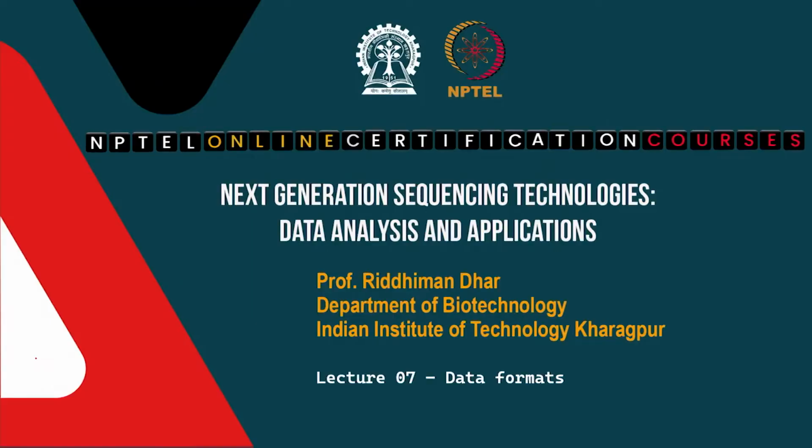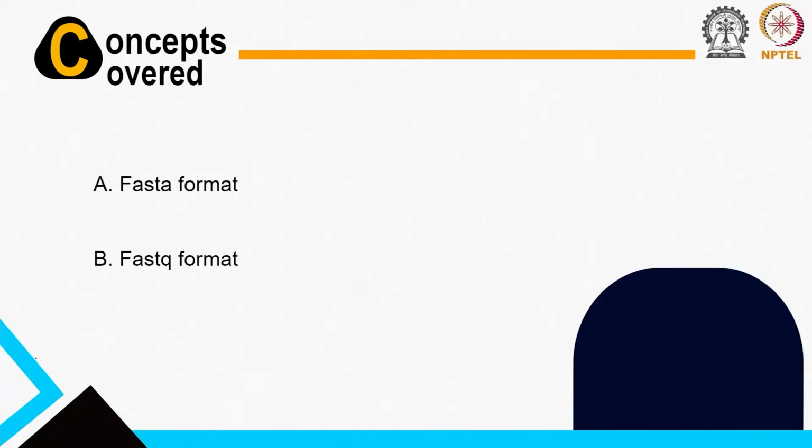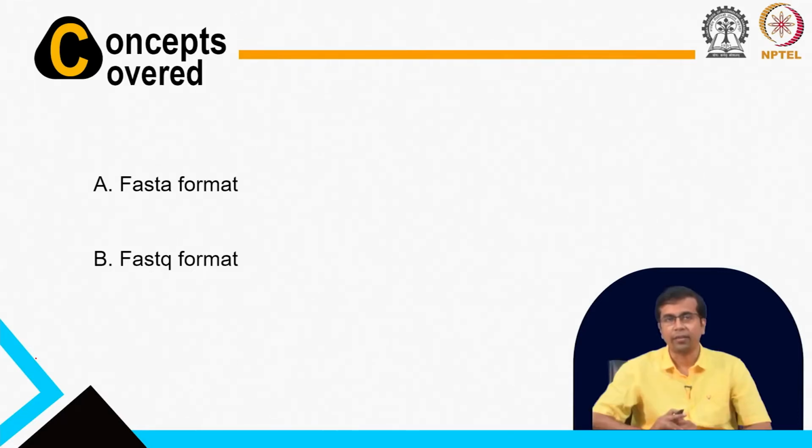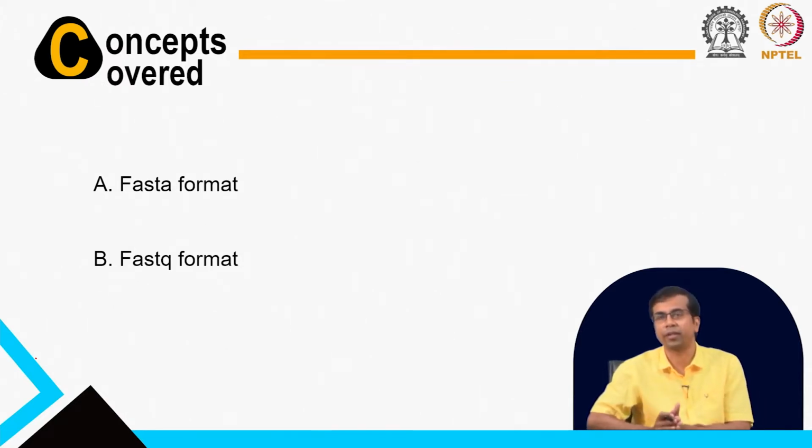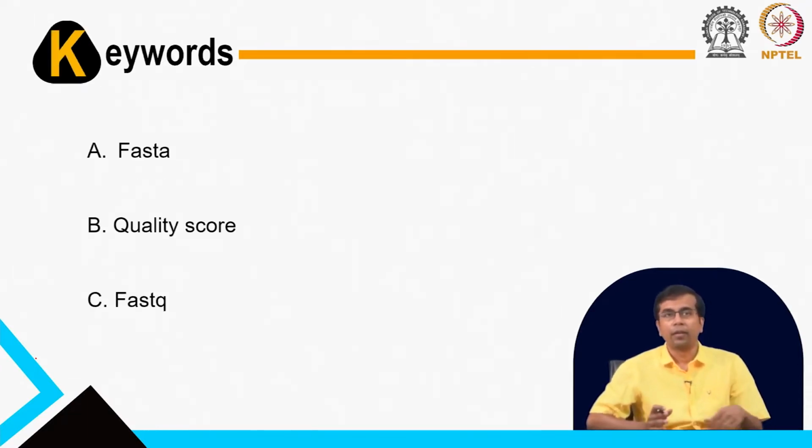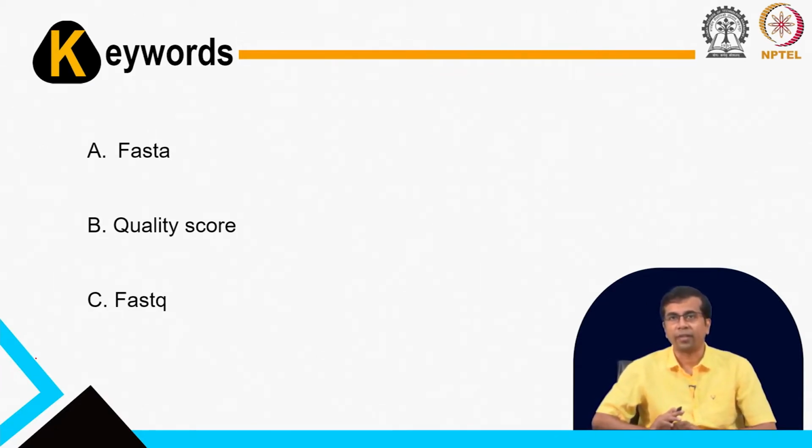So, this is something that we will be discussing today, and specifically we will be talking about two data formats in this class. One is the FASTA format and the second one is FASTQ format. Okay. So, these are the two formats that we will be discussing first, and then there are other data formats that we will be discussing in the next class. So, these are the keywords that we will come across during today's class: FASTA, quality score and FASTQ.